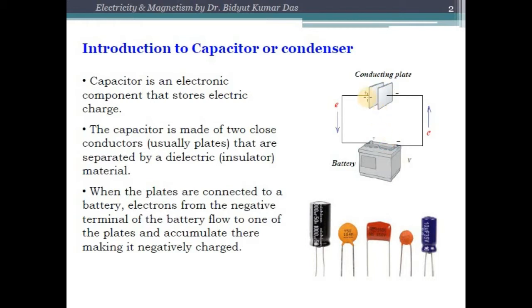Due to the flow of electrons away from this plate, this plate will be positively charged. That means this plate contains fewer electrons, whereas the plate to which electrons flow from the battery contains more electrons, and this plate becomes negatively charged. So this is the way we can charge a capacitor with the help of a battery. These are photographs of some capacitors which are used in different electronic circuits.